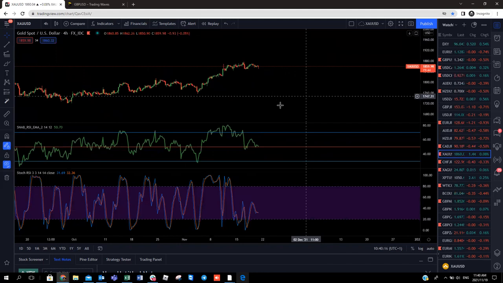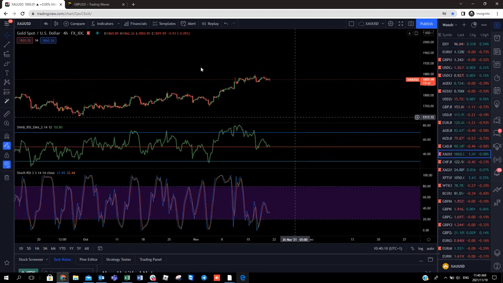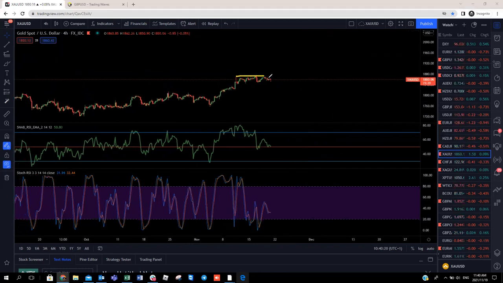Now, looking at the 4-hour chart, let's see what gold is building up there. Seems to be a setup here on gold. When this structure is complete, we should see gold push to the upside. It's currently just going sideways.